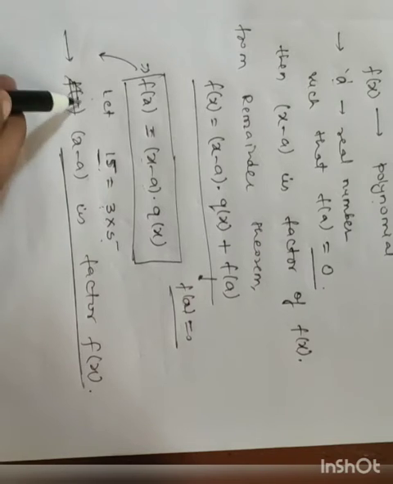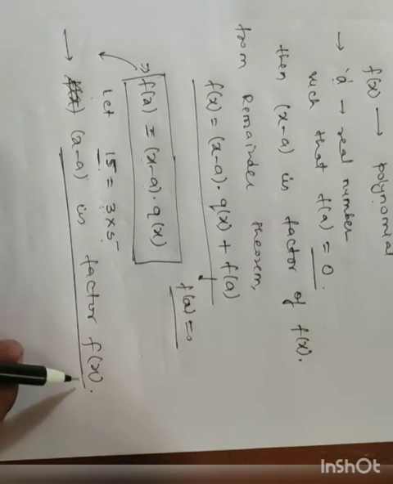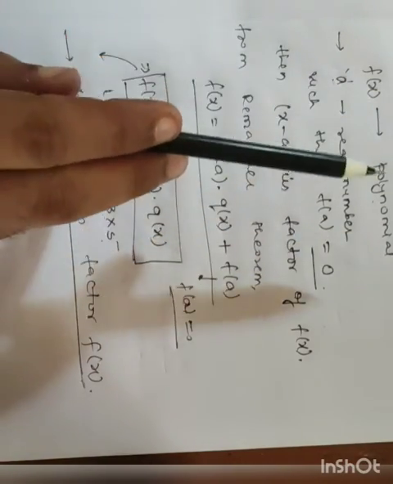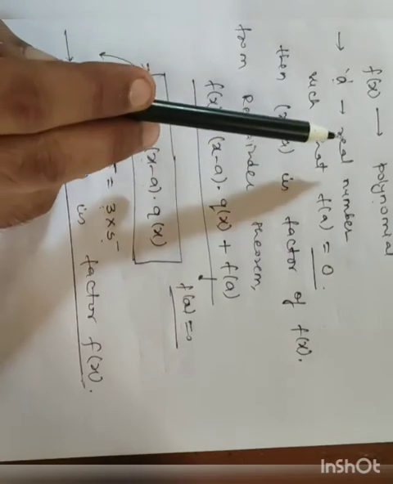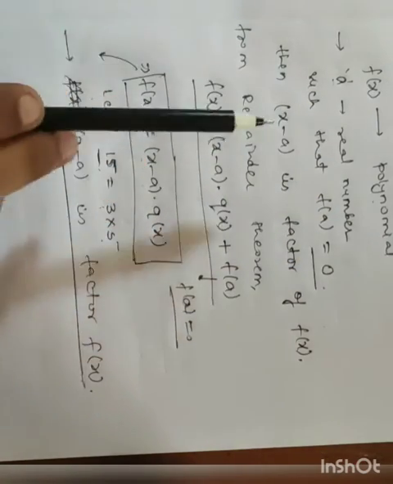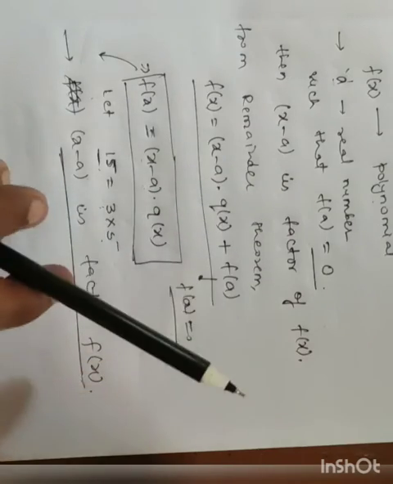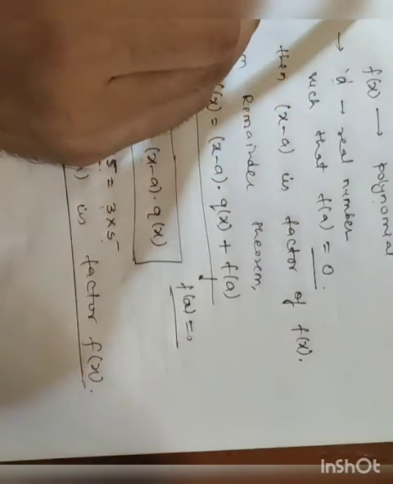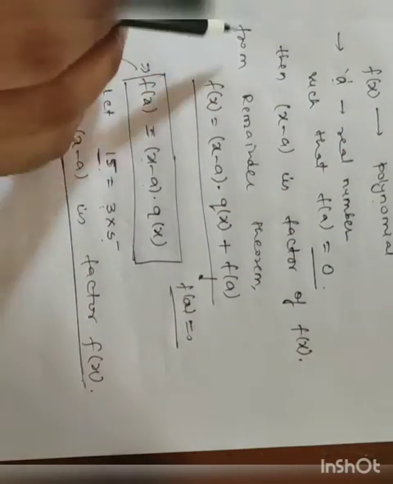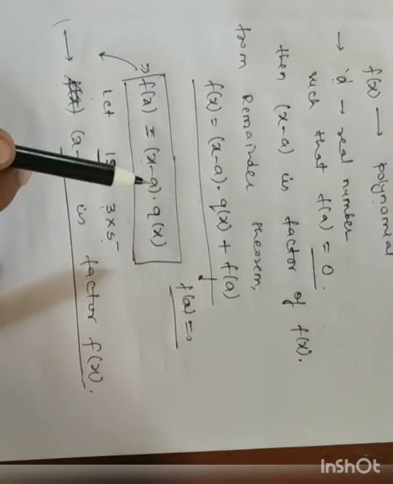Hence we prove that x - a is a factor of f(x) under what condition? The condition was: f(x) is a polynomial and there exists a real number a such that f(a) = 0, then x - a is a factor of f(x). This is the statement of the factor theorem and we proved it using the remainder theorem.